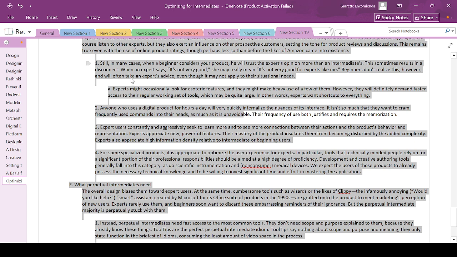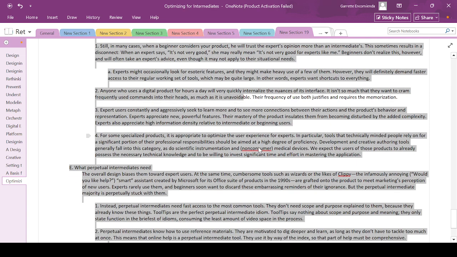This sometimes results in a disconnect. When an expert says it's not very good, she may really mean it's not very good for experts like me. Beginners don't realize this, however, and will often take an expert's advice even though it may not apply to their situational needs. So this is great knowledge, right? For any product, don't just believe any expert review, because sometimes they may say it is not good for them. We all have different goals that we just can't articulate. If we could articulate that better, maybe we just need some functions for a certain use, right?